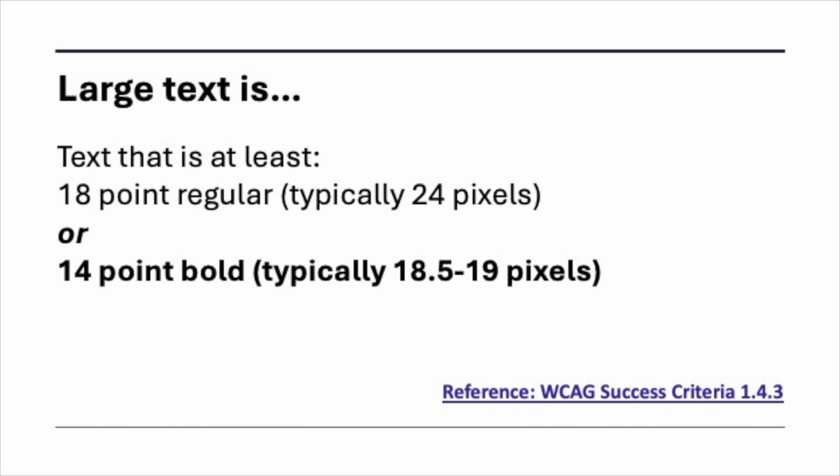First of all, large text is defined by the WCAG Success Criteria 1.4.3 as text that is at least 18 point regular or 24 pixels, or it can be 14 point bold, which typically equates to 18.5 to 19 pixels. A lot of times we measure font size in points when we're dealing with documents and in pixels when we're dealing with web pages, and both of those items are subject to the color contrast guidelines as laid out by the WCAG.